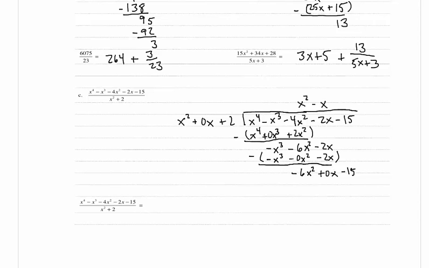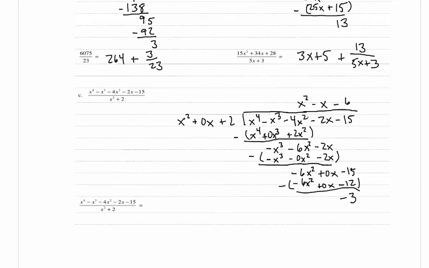And now x squared goes into negative 6x squared negative 6 times, so minus 6. And negative 6 times x squared is negative 6x squared. Negative 6 times 0x is 0x. Negative 6 times 2 is negative 12. And now we're going to subtract. And negative 6x squared minus a negative 6x squared is 0. 0x minus 0x is 0. Negative 15 minus a negative 12 is negative 3.